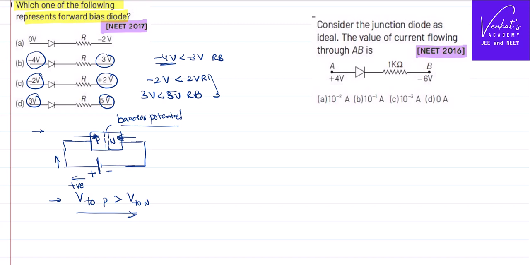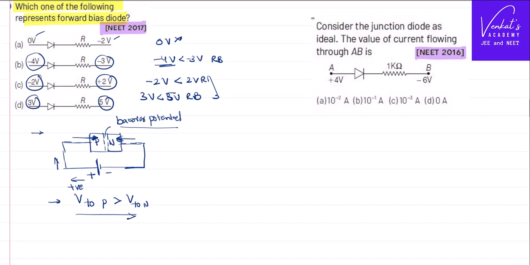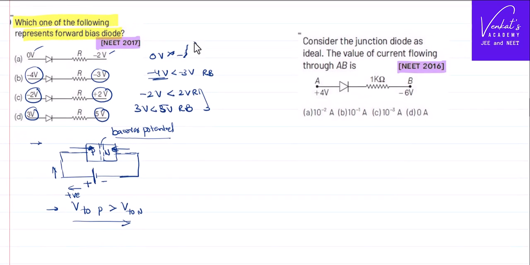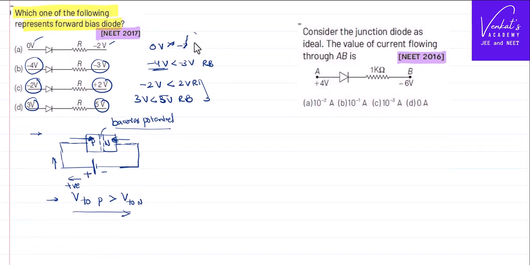Here, the first option, 0 volts and minus 2 volts. 0 volts is greater than minus 2 volts. Sorry, there is a flickering over the screen. Thus what we can say is, it is in forward bias. So the diode that is in forward bias is this one. That's a simple question, right? Let's have a look at the next question.